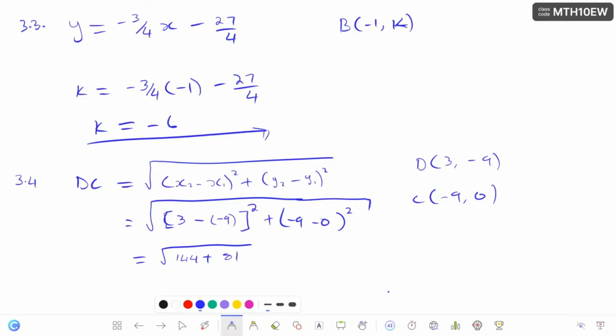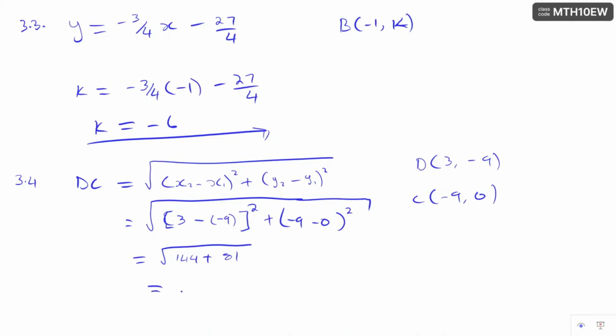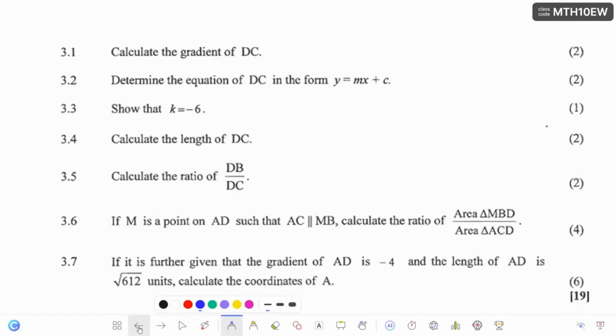Which is supposed to be 225, and the square root of 225 is what? It is 15. So our length is 15 units. So the length of DC is 15 units.